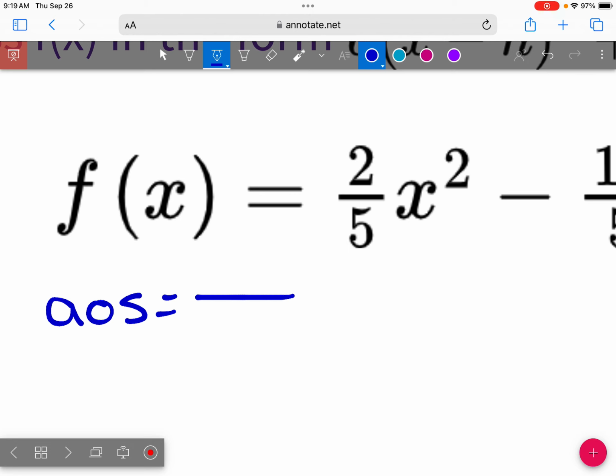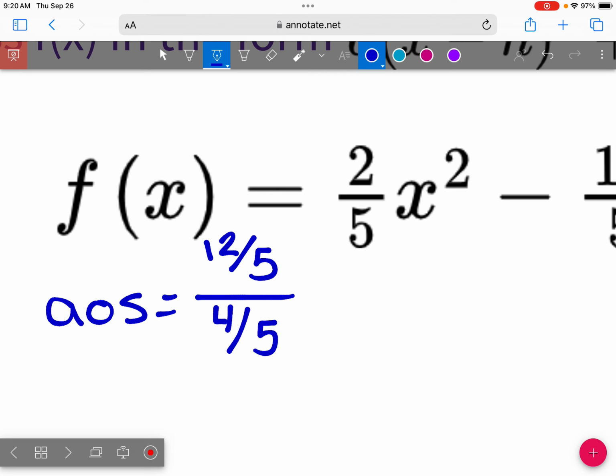So our axis of symmetry, what's going to be on the top? Yeah, 12/5 is on the top. So the opposite of negative 12/5 is positive 12/5. Ew. Our denominator is going to be 2 times 2/5, also known as 4/5.